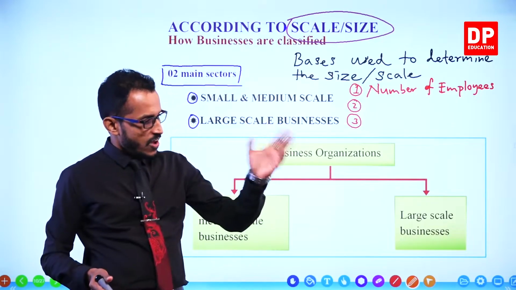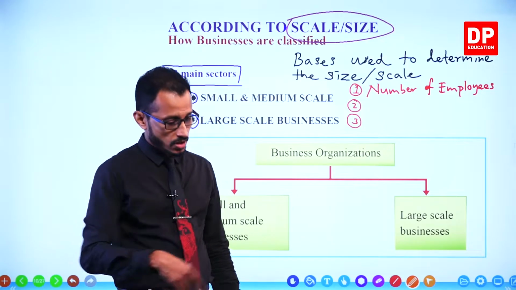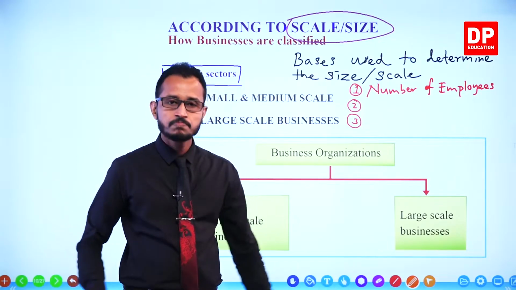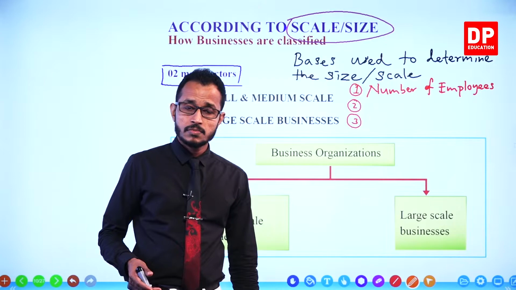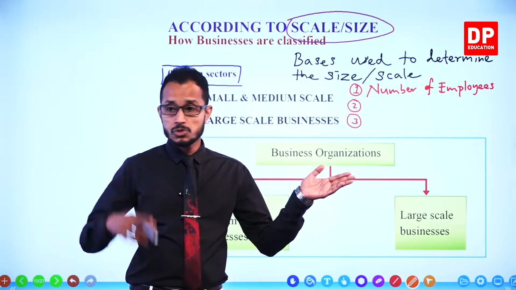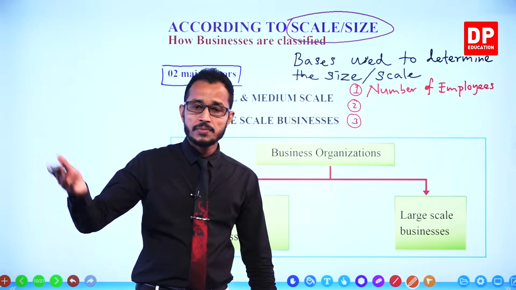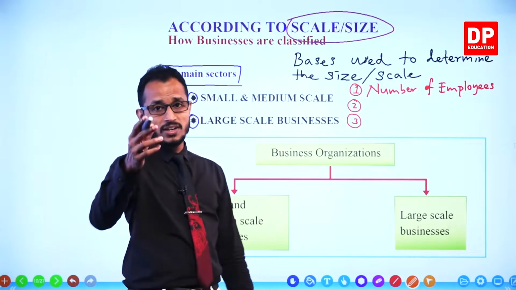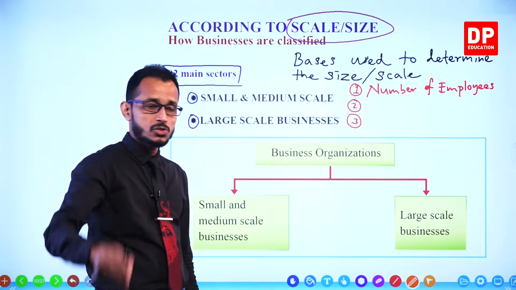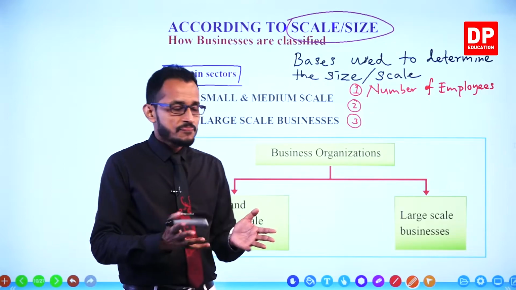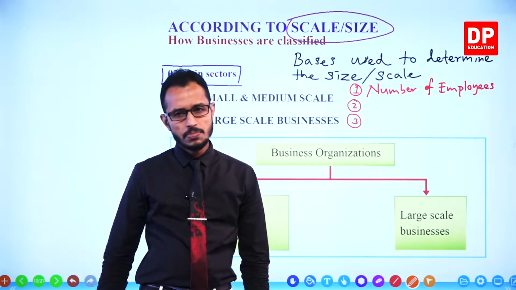If it is a factory, the factory workers, the security staff, the security guards, the cleaners, the laborers at the bottom, the drivers, the managers, the supervisors, senior managers. Altogether, how many workers in your organization? You should look at that in a business organization to decide whether it's a small one or whether it's a large one. Simple, right?